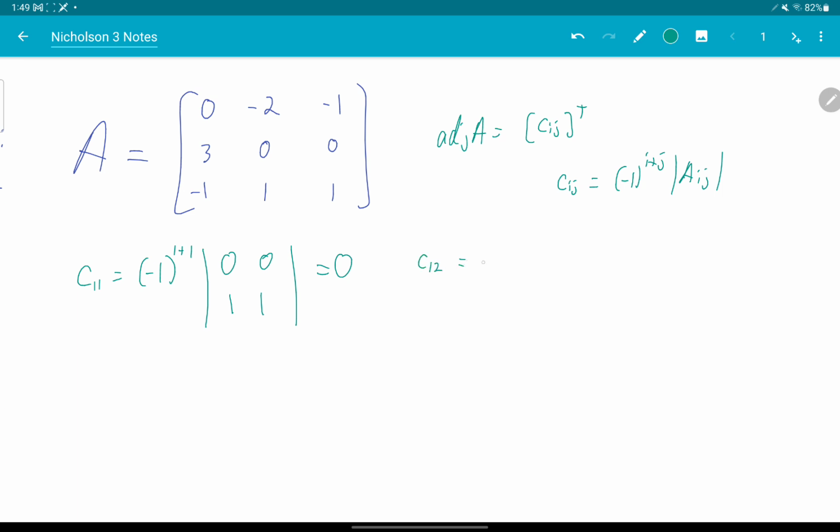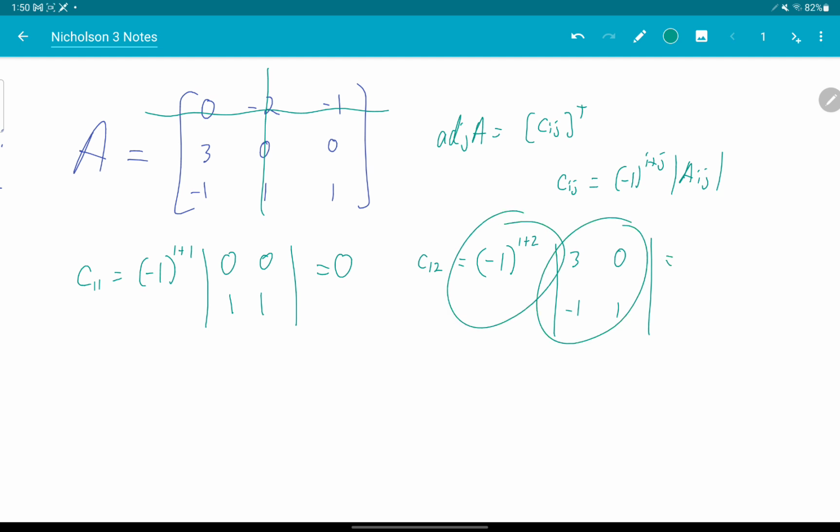C12 would be -1 to the 1 plus 2 times the determinant of, okay, first row, second column. So I smush the first row, smush the second column, and what's left? 3, 0, -1, 1. So this determinant ends up being -1 times 3, -3.